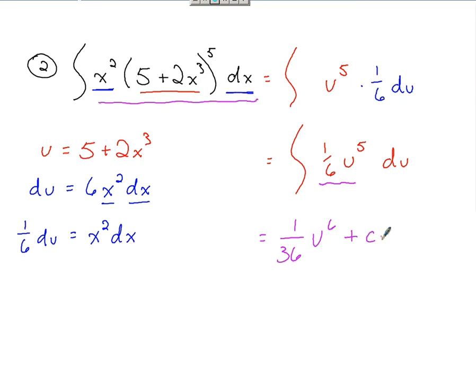The only problem is that we've concluded with a variable that we didn't start with. So I have to go back now and resubstitute for u. u is 5 plus 2x cubed, so that's going to be raised to the 6th power. And there's my antiderivative.